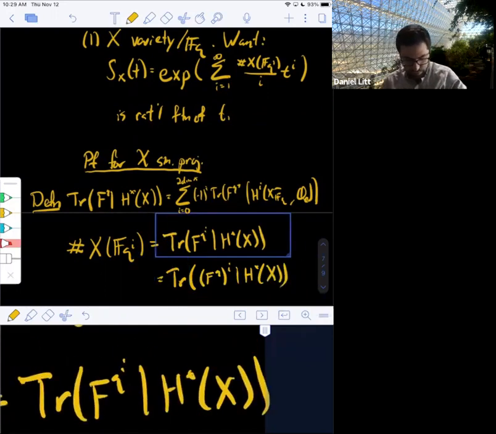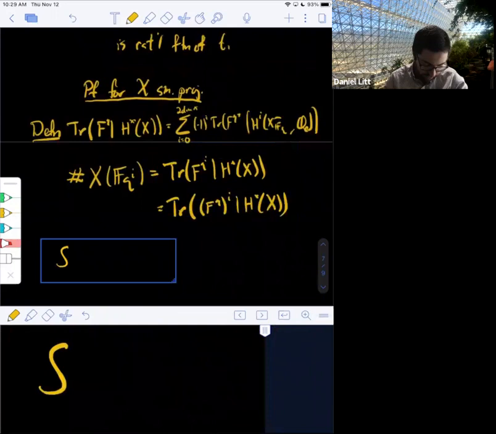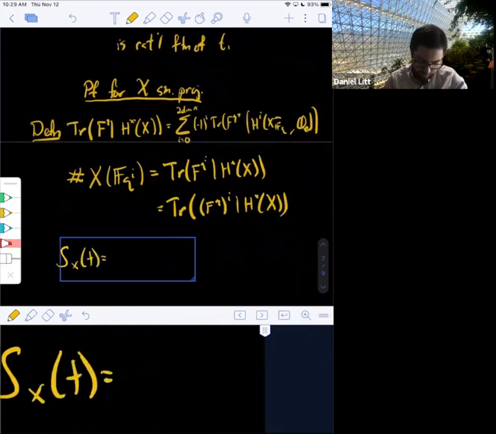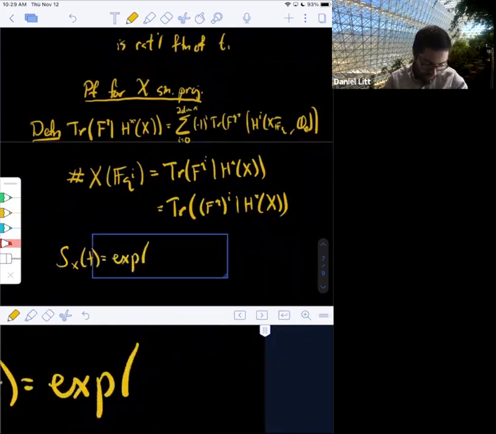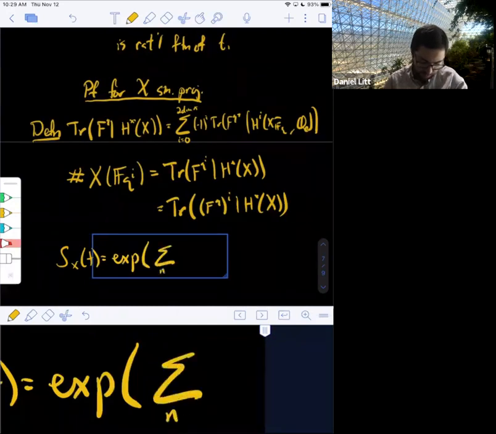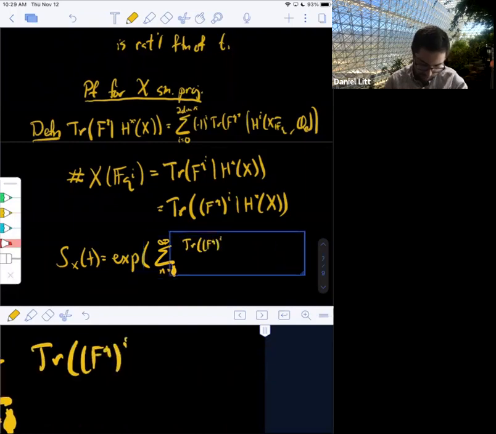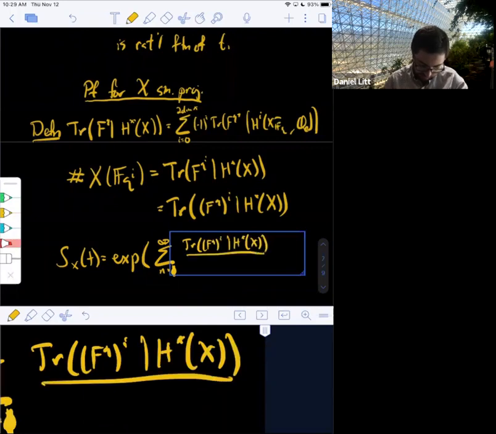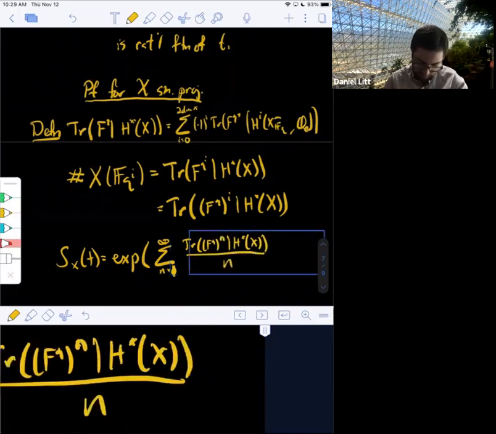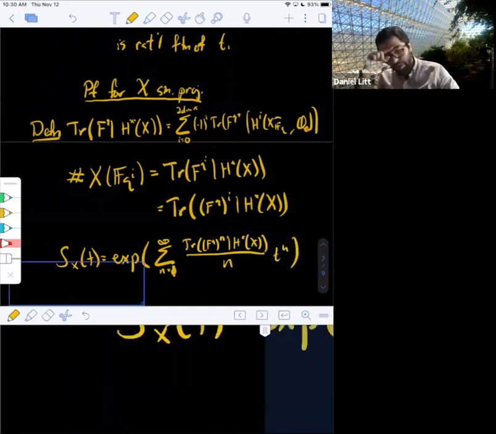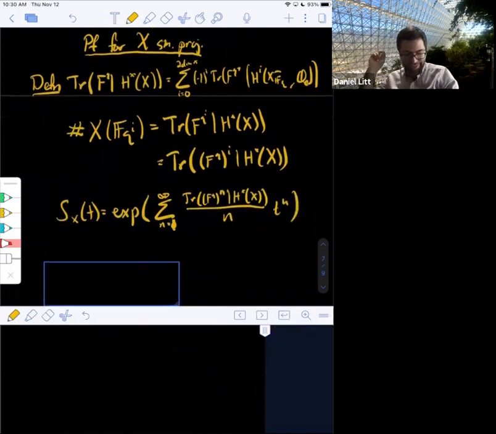Right? So we can rewrite the zeta function now. So the zeta function of X is the exp of the sum, let me rewrite it, sorry, this should be a 1, from 1 to infinity of the trace of F_q to the i on H star of X, over, sorry, this should be an n, F_q to the n over n times T to the n. All right, can anyone help me rewrite this? So how are we going to show that this is a rational function?